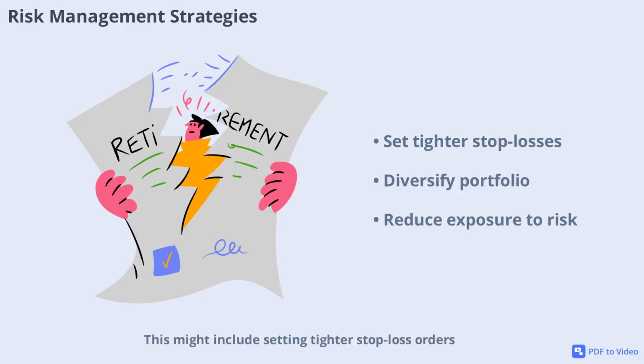This might include setting stop-loss orders, diversifying your portfolio, or reducing exposure to stocks showing bearish signals. By managing risk proactively, traders can protect their capital and avoid large losses during market downturns.